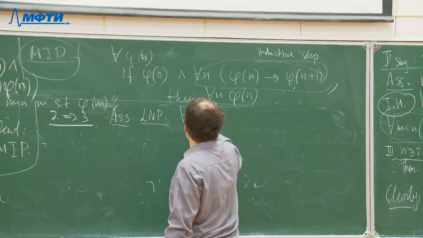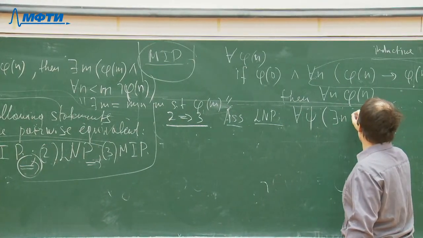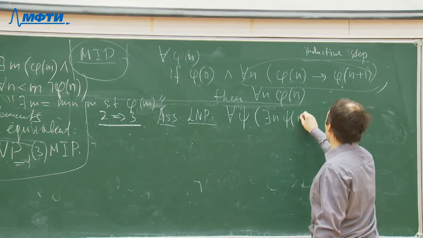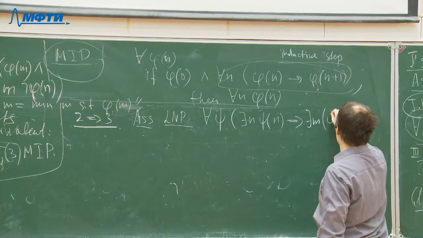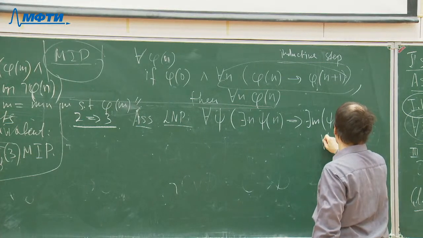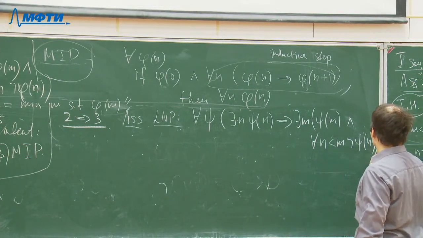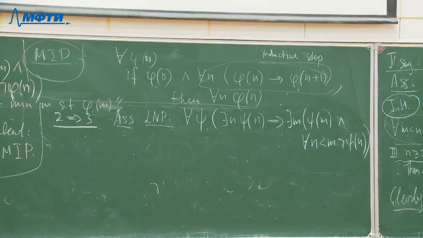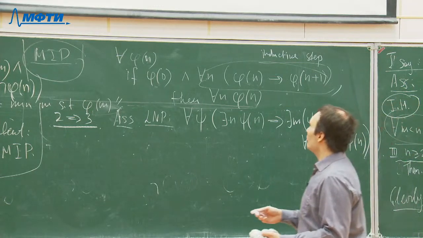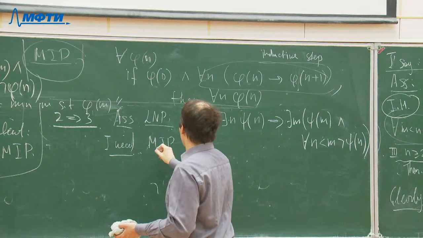That is, for each psi, if there is at least one number satisfying psi, then there is the least such number. Not psi of n. There is a number satisfying psi, but such that no less number satisfies psi. This is assumed. What do we need? In general, I need MIP.